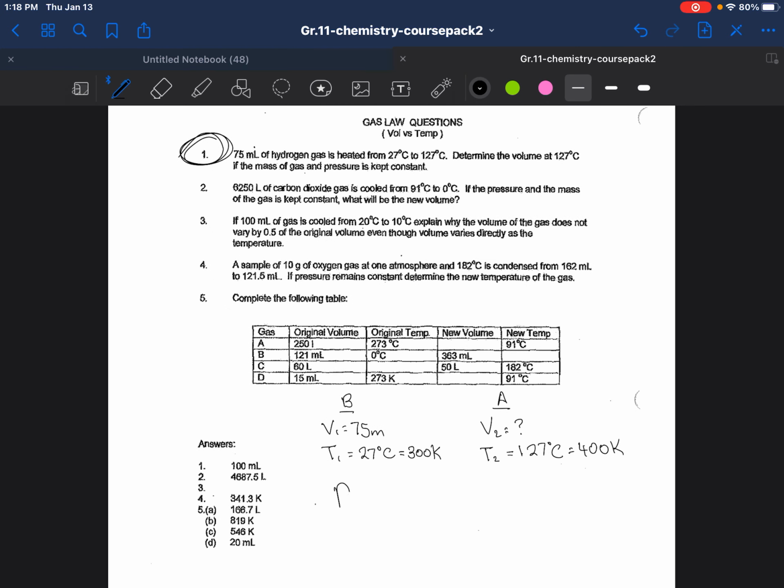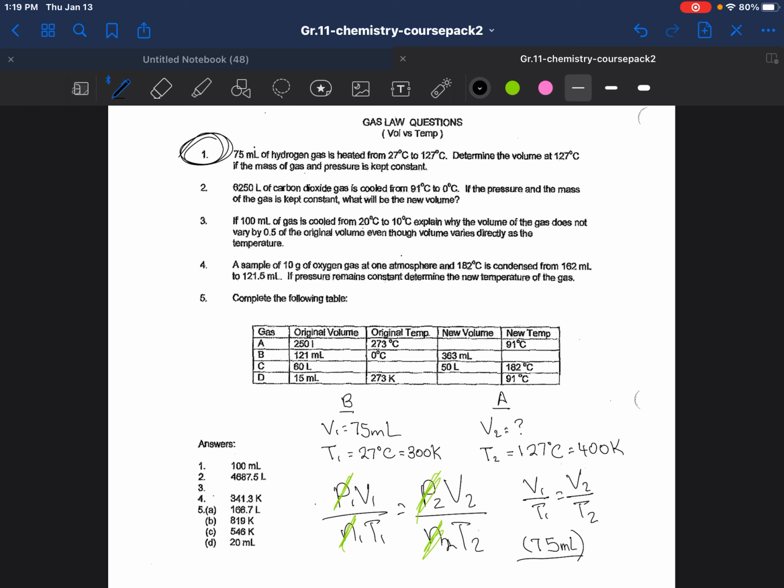So here we go. P1V1 over n1T1 is equal to P2V2 over n2T2. They did say that mass is constant, so therefore goodbye moles. Pressure is also constant, so goodbye P. So for this question, you're really looking at V1 over T1 is equal to V2 over T2. Let's plug those numbers in to find out exactly what V2 is. So you're looking at 75 milliliters over 300 K is equal to V2 over 400 K.